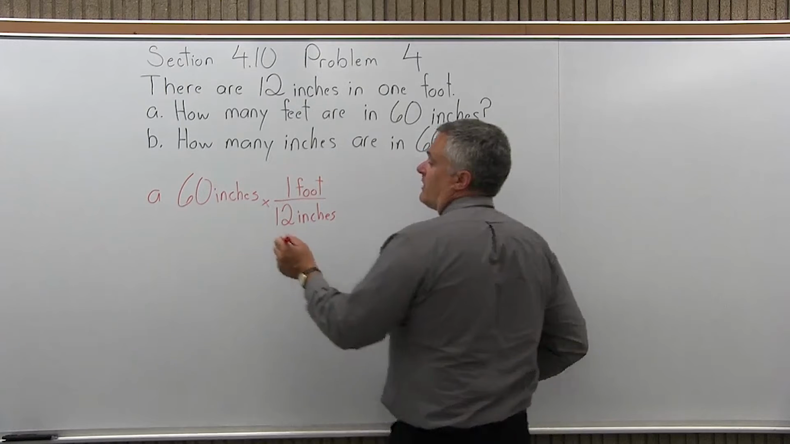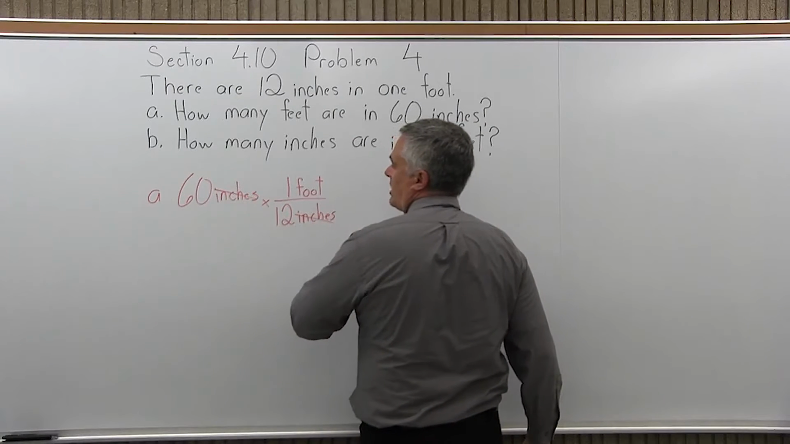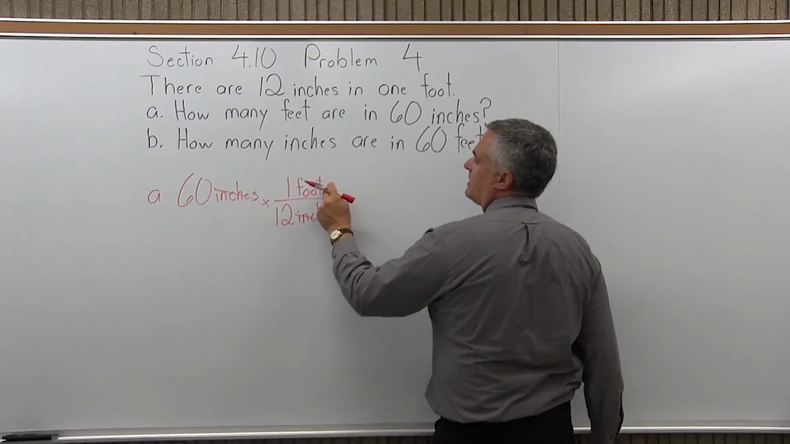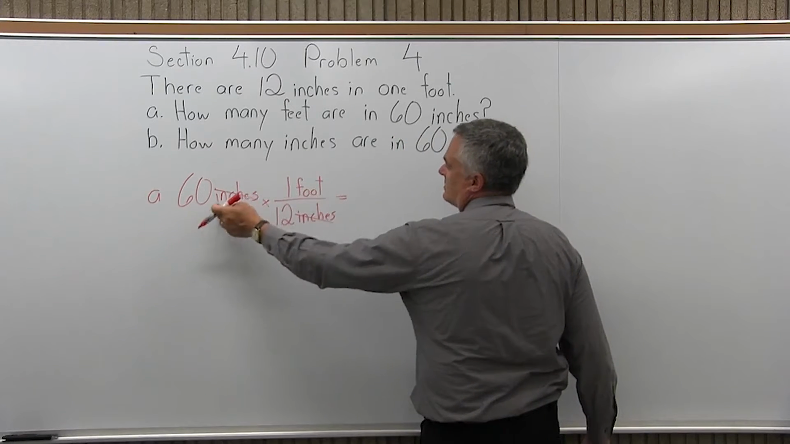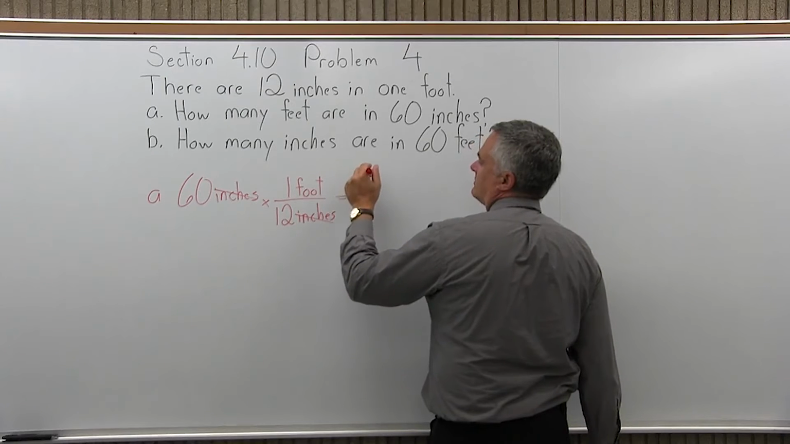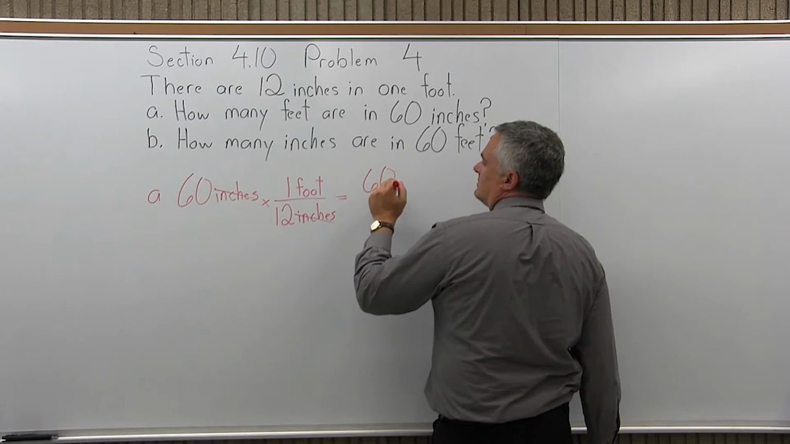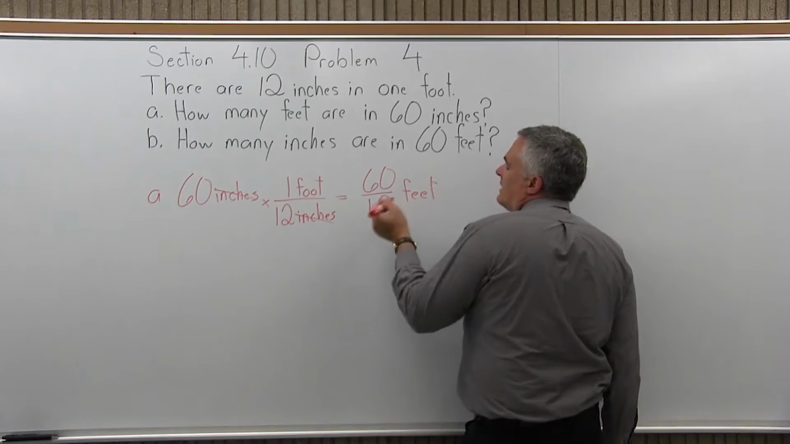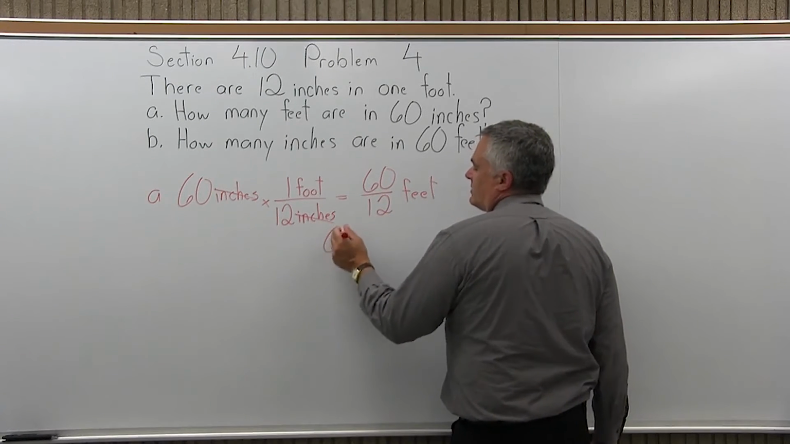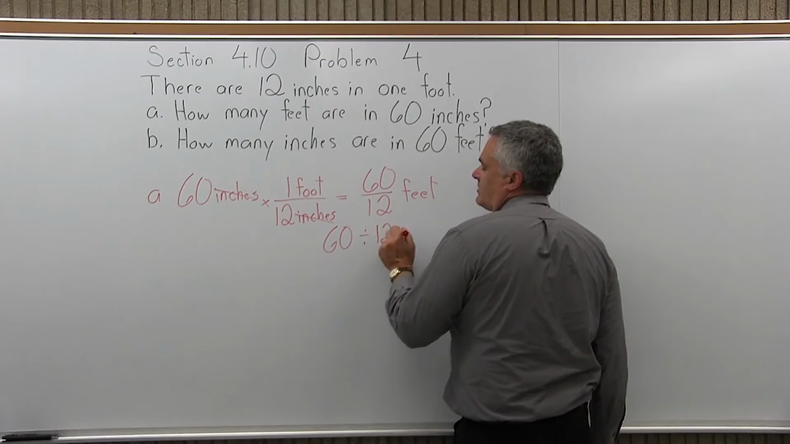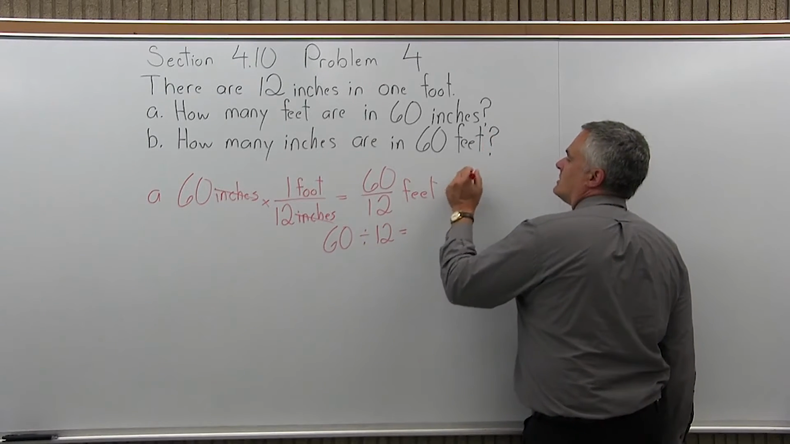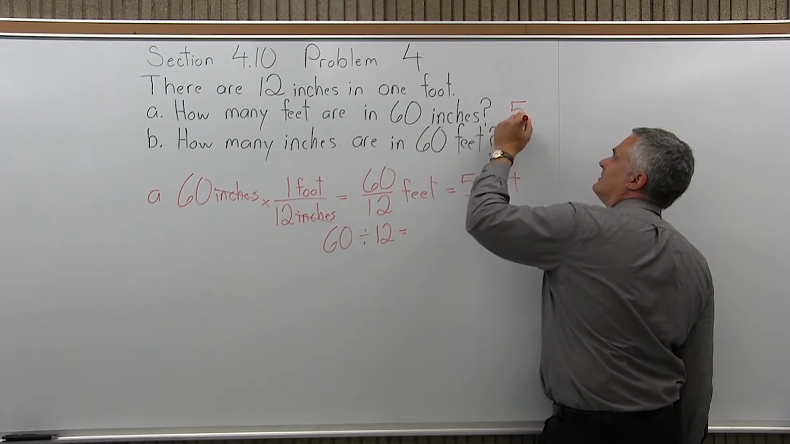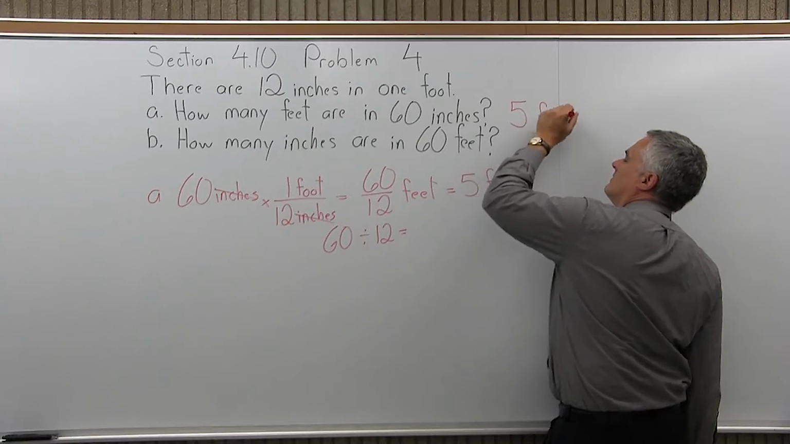So now for my fractions, inches in the top, inches in the bottom will cancel. I have 60, the 1 here doesn't matter. It's 60 over 12. My units of measure will be in feet. It's really 60 times 1 over 12. That reduces, I can see it's 5. If not, you can just do it in your calculator. 60 divided by 12 equals. And you get a result of 5 feet. So for part A, the answer is 5 feet. 60 inches is equivalent to 5 feet.